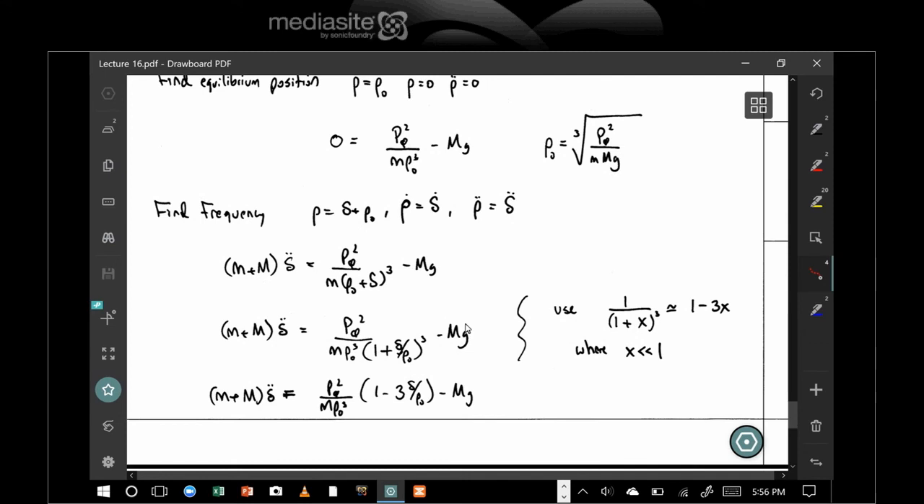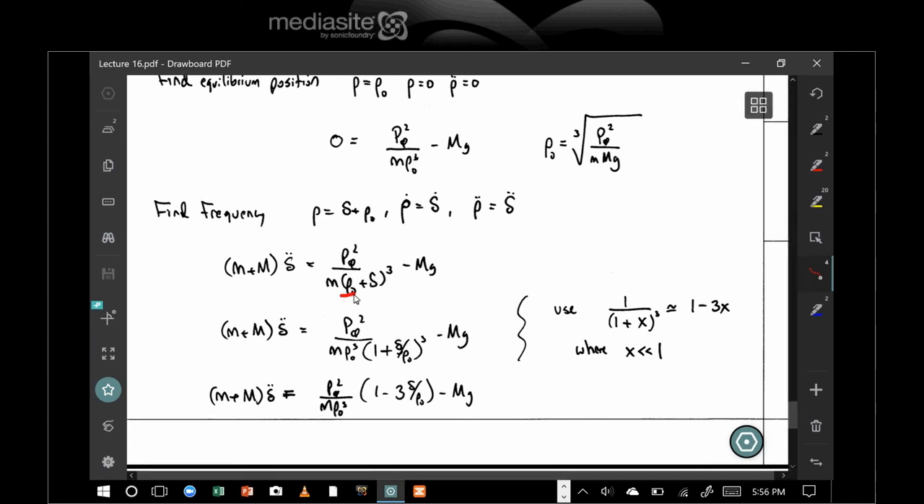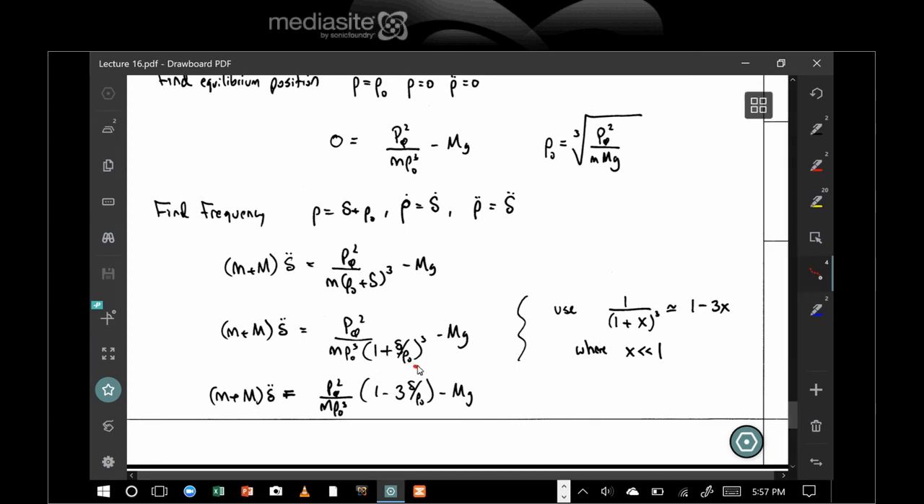Stick that back into my differential equation. Now notice when I do that, I'm going to get in the denominator rho naught plus delta. Remember, at this point I'm eventually going to Taylor expand. So I'm going to factor a rho naught out of this expression. That gives me rho naught cubed, and then the quantity 1 plus delta divided by rho naught, cubed. So now that's my small thing. I'm going to use the Taylor expansion: 1 over (1 plus x) cubed is approximately equal to 1 minus 3x, where x is a small thing. I take that and write it into there.